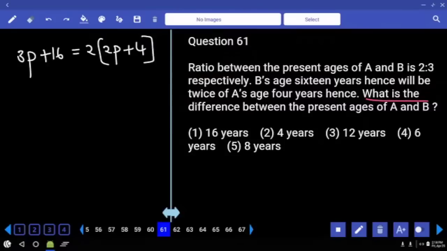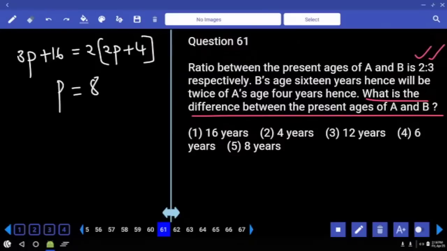Question is, what is the difference between percentages of A and B? 2 parts and 3 parts difference is 1 part, and that's what we have to identify. Right hand side we have 4 parts, left hand side 3 parts, difference is 1 part. 2 into 4, 8. 8 goes to the other side. 16 minus 8, answer 8. And we were asked to calculate p value only. Done.